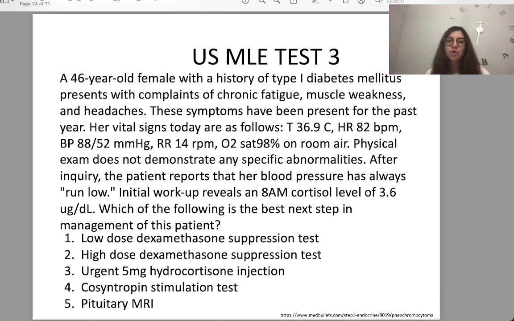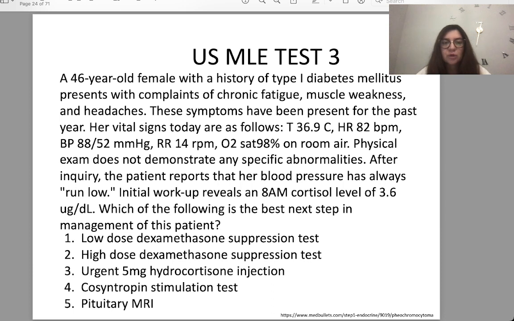Physical exam does not demonstrate any specific abnormalities. After MRI, the patient reports that her blood pressure has always run low. Initial workup reveals an 8 a.m. cortisol level of 3.6. Which of the following is the best next step in management of this patient?